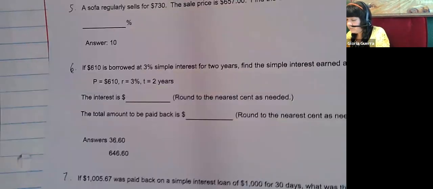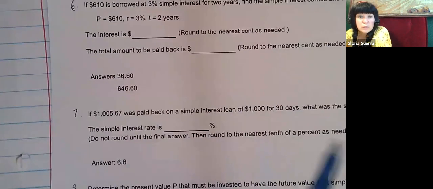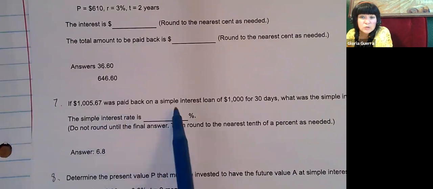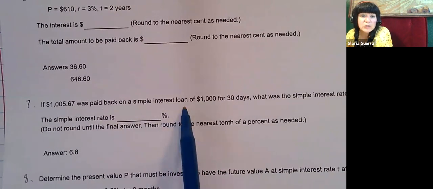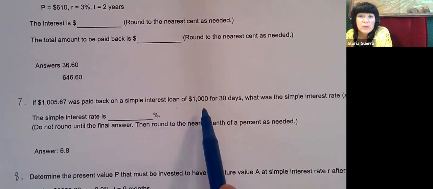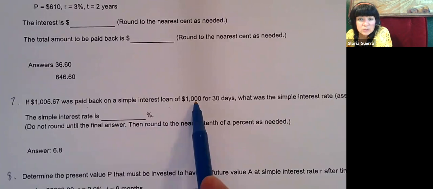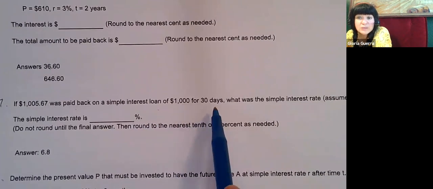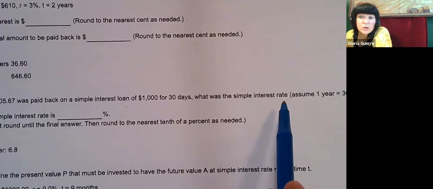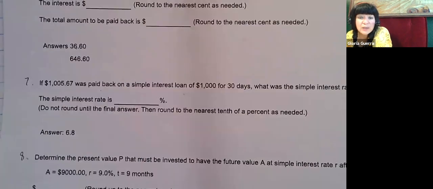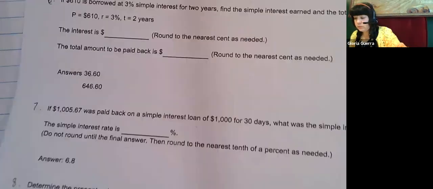Okay, so if you look at number 7, it says if this much money was paid back on a simple interest loan, so that's your A, capital A, and the loan, the P, was $1,000, and it was for 30 days. What was the simple interest rate? Assume 1 year is 360 days. So we're using the banker's rule on that. And what was the rate? They want to find R for that.